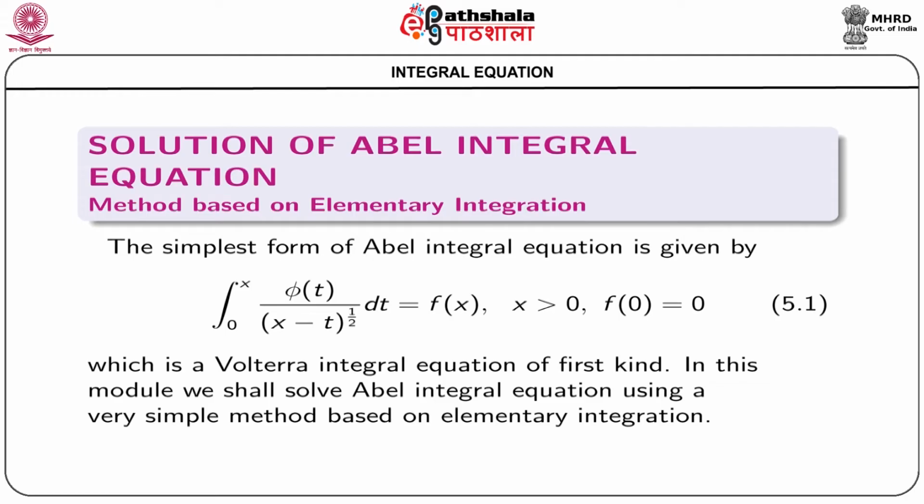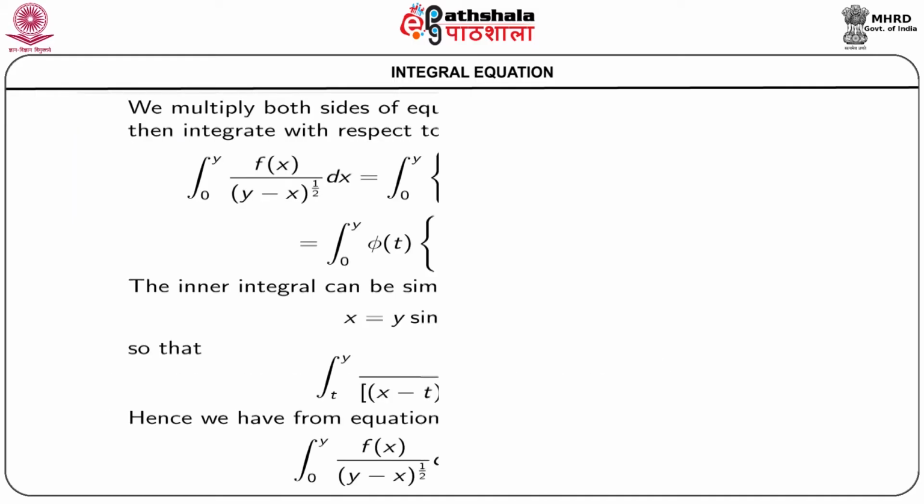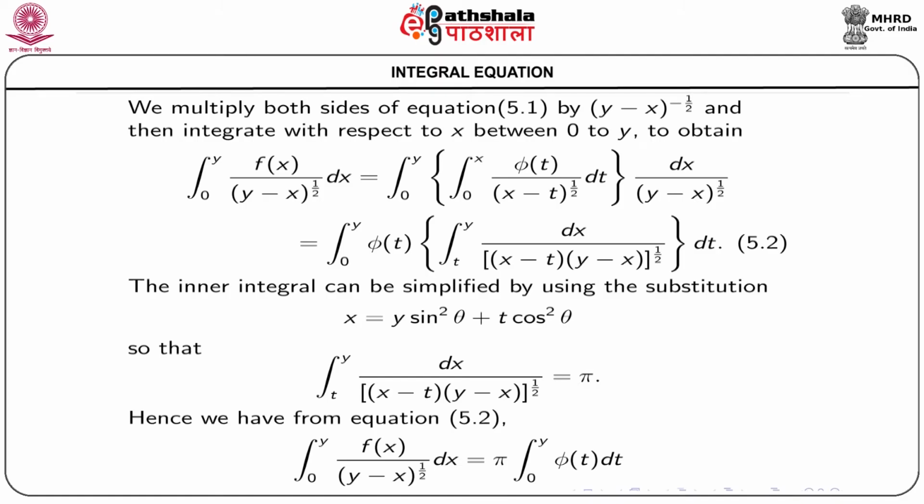We multiply equation 5.1 by the function y minus x to the power minus half and integrate with respect to x between 0 to y to obtain integral 0 to y f x divided by y minus x to the power half dx, that is equal to integral 0 to y integral 0 to x phi t dt divided by root over x minus t root over y minus x dx.